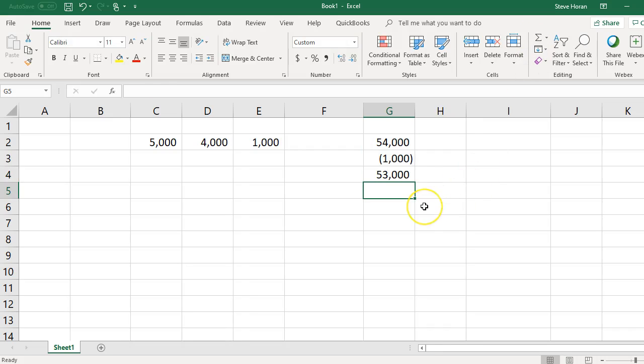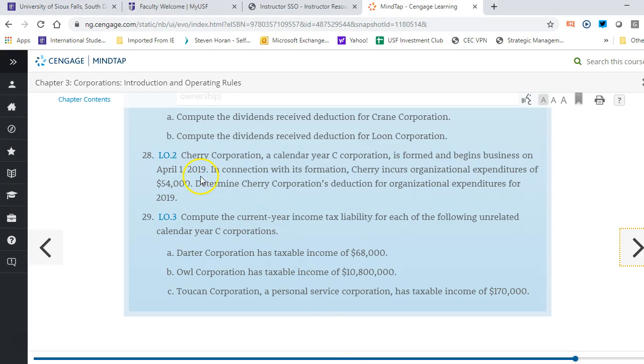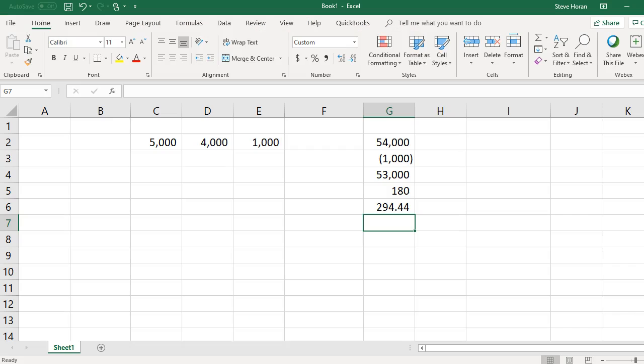Okay, and then they can amortize that. And they amortize that over 180 months. So we can figure out how much that is per month. It's $294.44 per month. Well, per the question, this is April 1. So April through December is 9 months. So they can take that times 9 months. And then the answer is 2,650. So the answer is 2,650 plus the 1,000. So 3,650 is the answer.